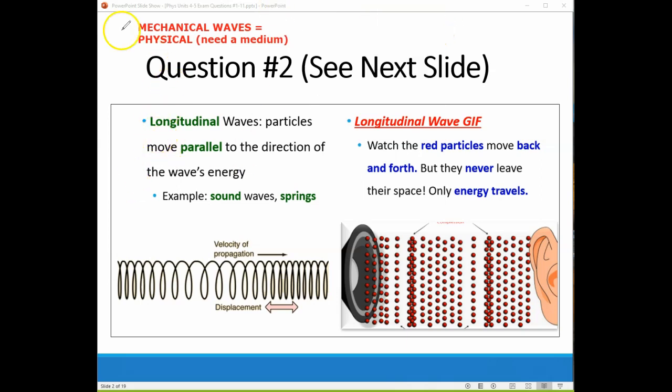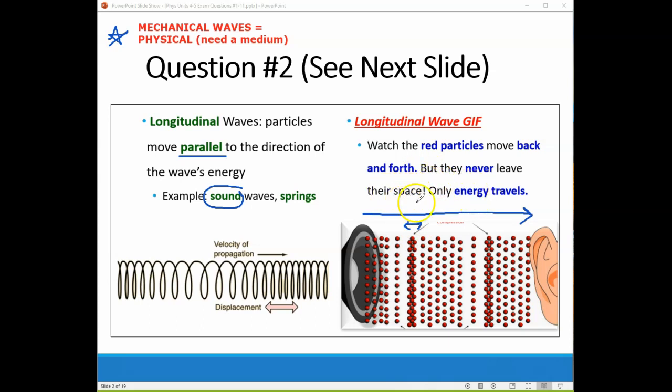Okay, now let's go ahead and talk a little bit about their differences though. So longitudinal waves, again, still require a medium. However, in this case, the particles move parallel to the direction of energy. So what this means is that if my energy, for example, is traveling from my speaker to my ear, in the case of sound, which is a great example of a longitudinal wave, the particles are going to be pushed parallel, which means that they are also going to move back and forth along the same direction.